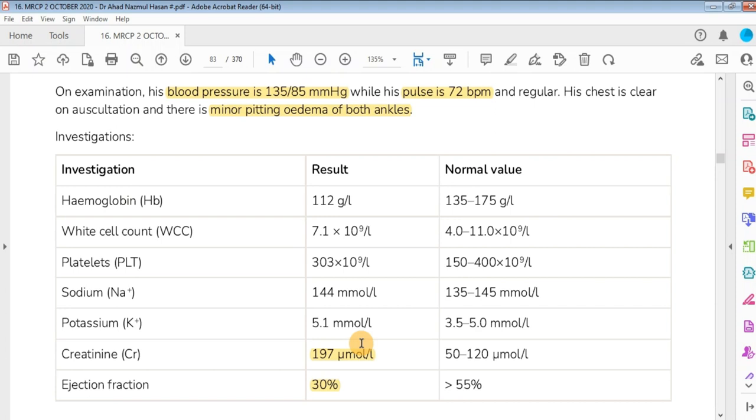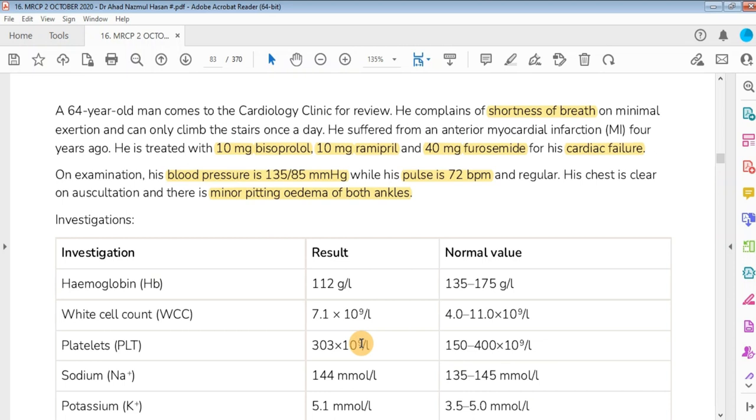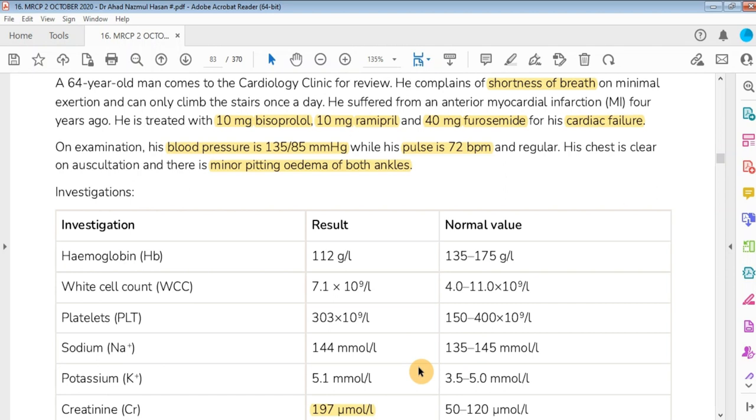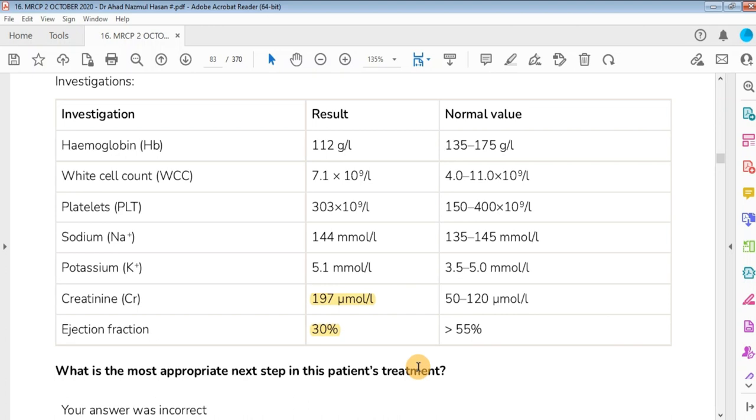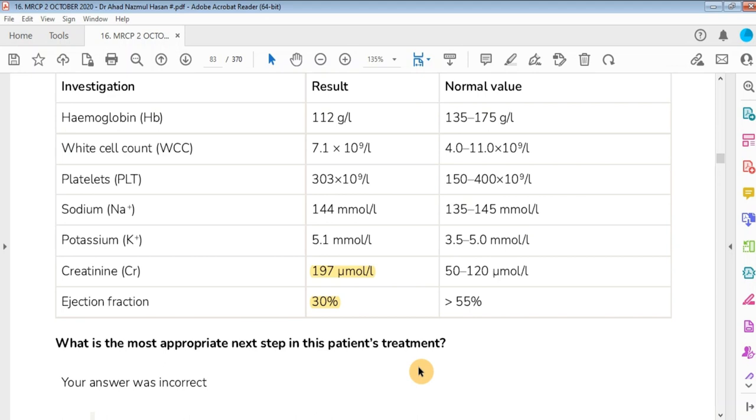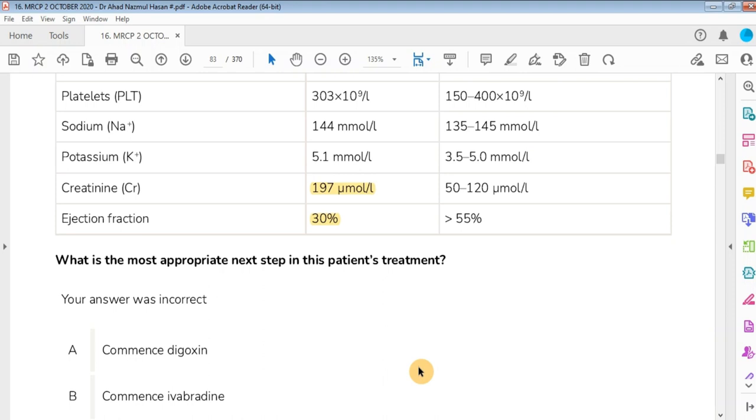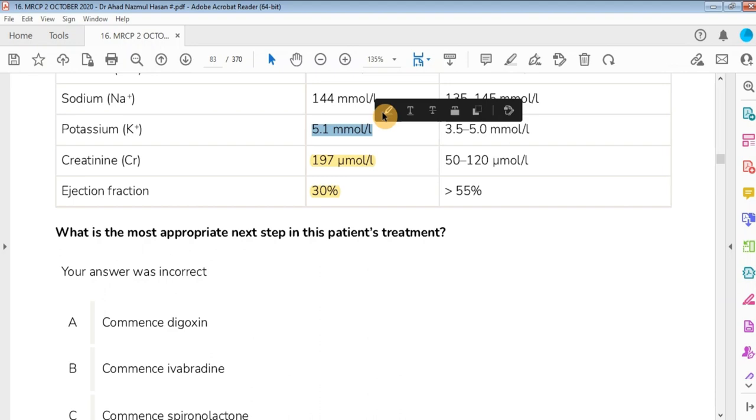A 64-year-old male comes to the cardiology clinic. He complains of shortness of breath on minimal exertion and can only climb the stairs once a day. He suffered an anterior MI 4 years ago. He is treated with 8 mg bisoprolol, 10 mg ramipril, 40 mg furosemide for the cardiac failure. The BP is 135/85, pulse 72 and regular. Chest on auscultation is clear. There is minor pitting edema of both ankles. Hb, TLC, platelet, sodium, potassium are all normal, with potassium slightly on the higher side, 5.1. Creatinine is 197, raised. Ejection fraction is only 30%. So what is the most appropriate next step?